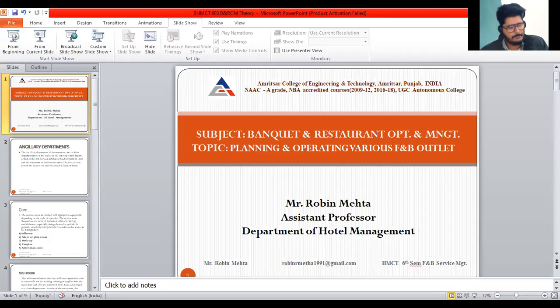Okay, I will tell you. The other name of back of the house areas is ancillary areas, which do not come in front of the guest, or you can say that no guest is allowed to go there. Only the staff or the person who is responsible for that area goes there and does their work. So I'm beginning with the first slide: ancillary departments, or ancillary areas.